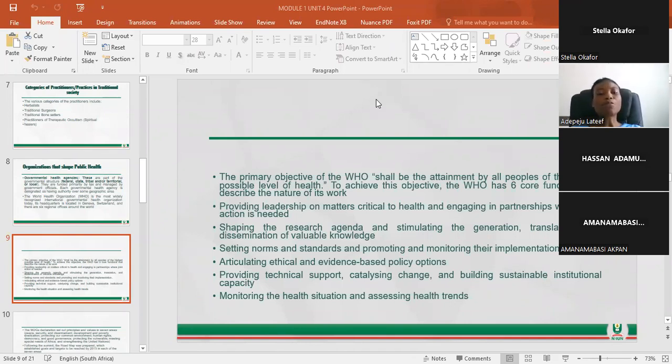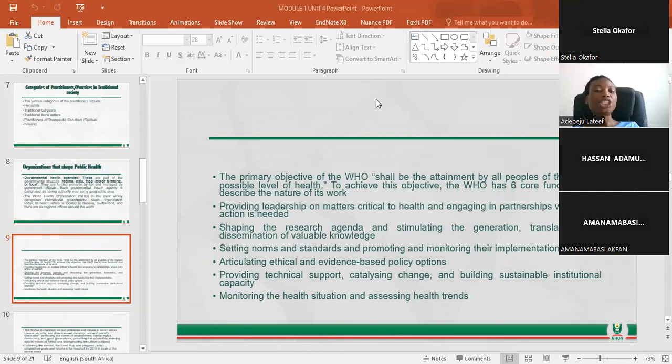But what are the functions? They also have functions. Primarily, the objective or the goal of WHO. What are the objectives or the goals or the aims of WHO? Who would like to tell us? We have 1, 2, 3, 4, 5, 6. I think they are about 10. What are the objectives? Yes, there are 6. Let me start you off.